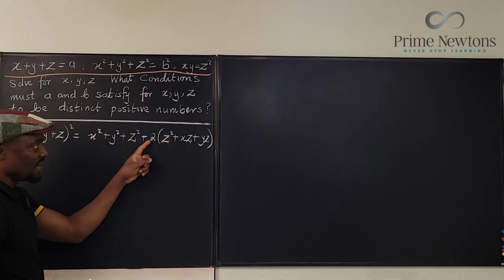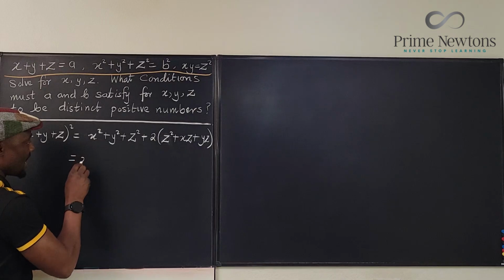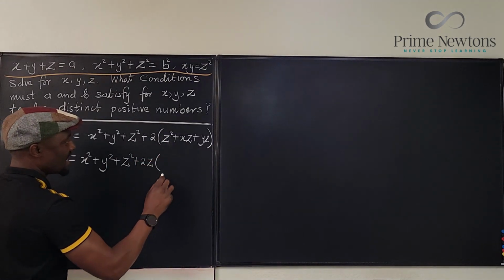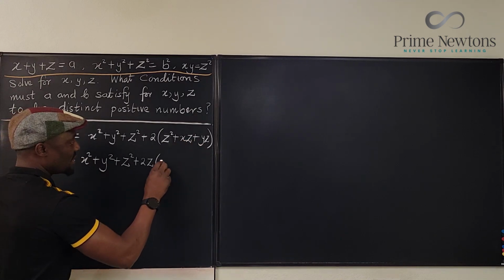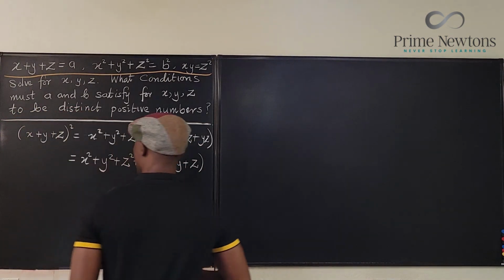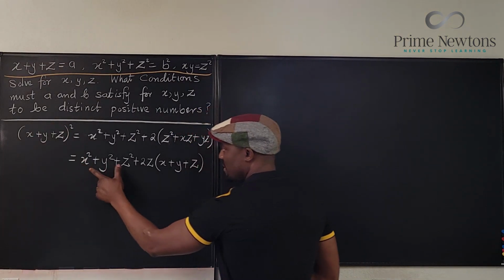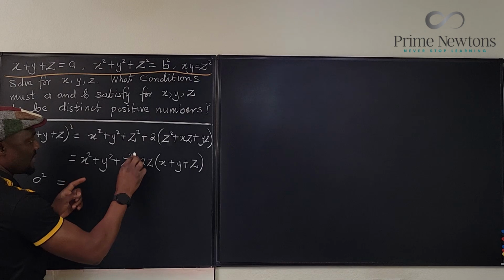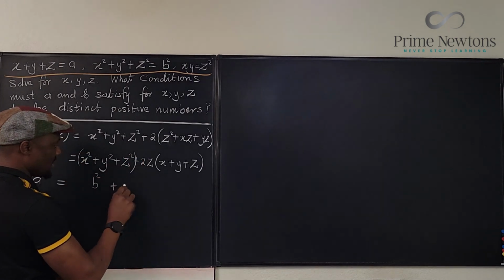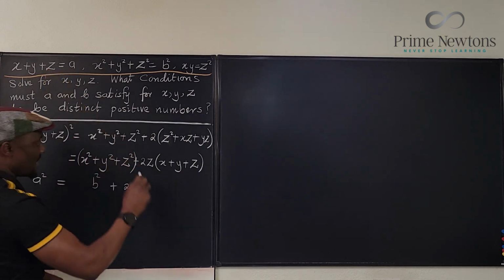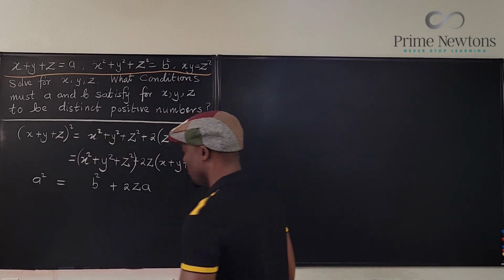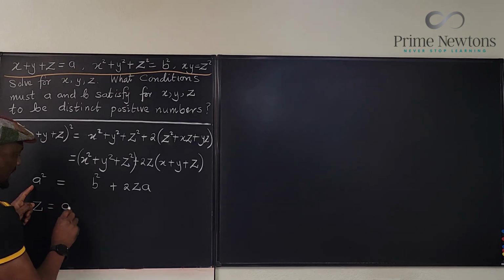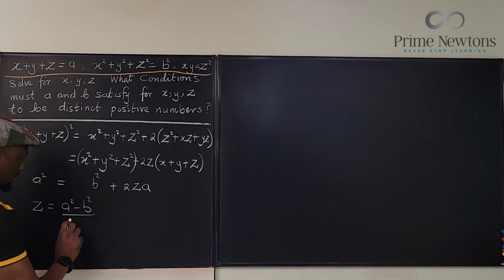So if I factor out z from everybody, this is going to become x squared plus y squared plus z squared plus, if z comes out, it's going to be 2z. And inside, I'm going to have z plus x plus y, which is x plus y plus z. So as you can see, I have x plus y plus z squared will be this plus this. So I can put the numbers there. This is a squared equals this here is b squared, and this is plus 2z times, this is a right here, 2za or 2az. So from here I can isolate z and I can say that z will be equal to a squared minus b squared over 2a.